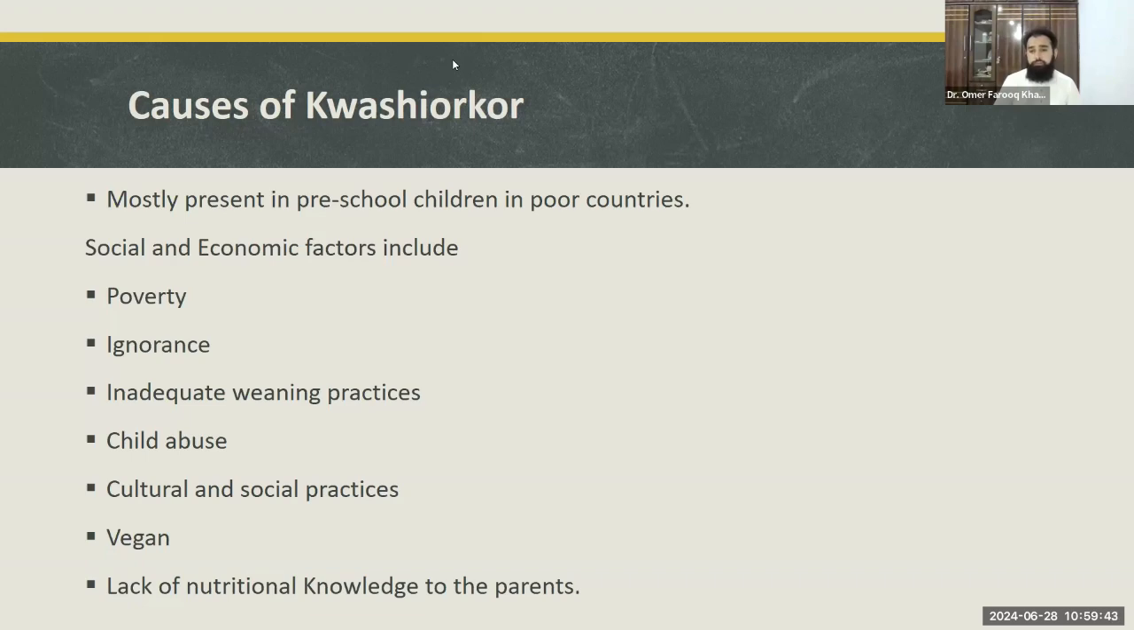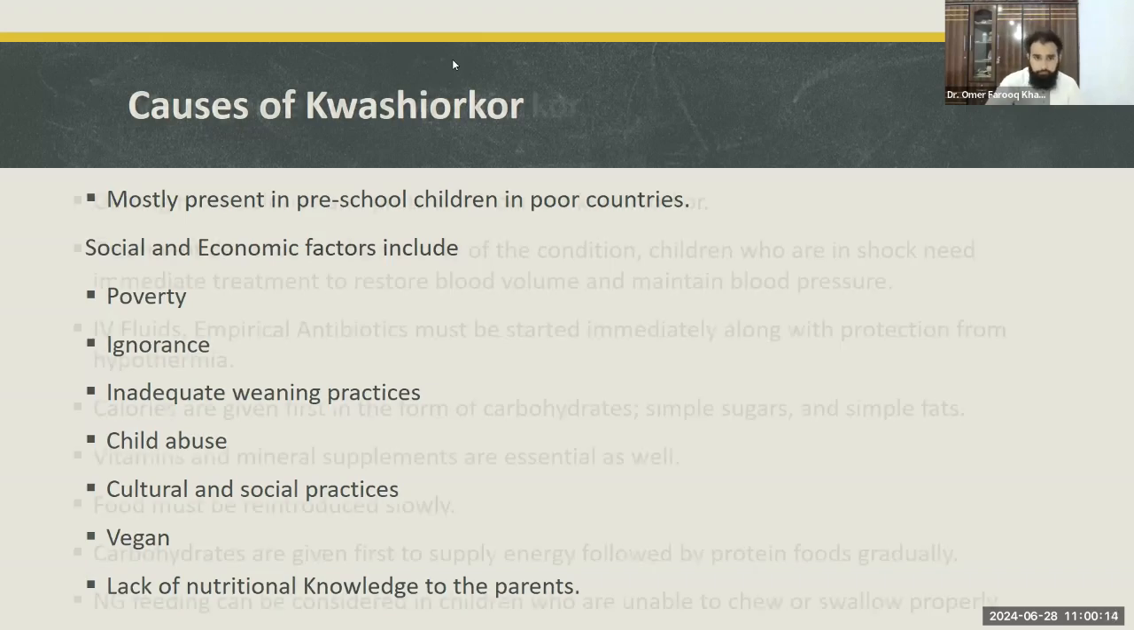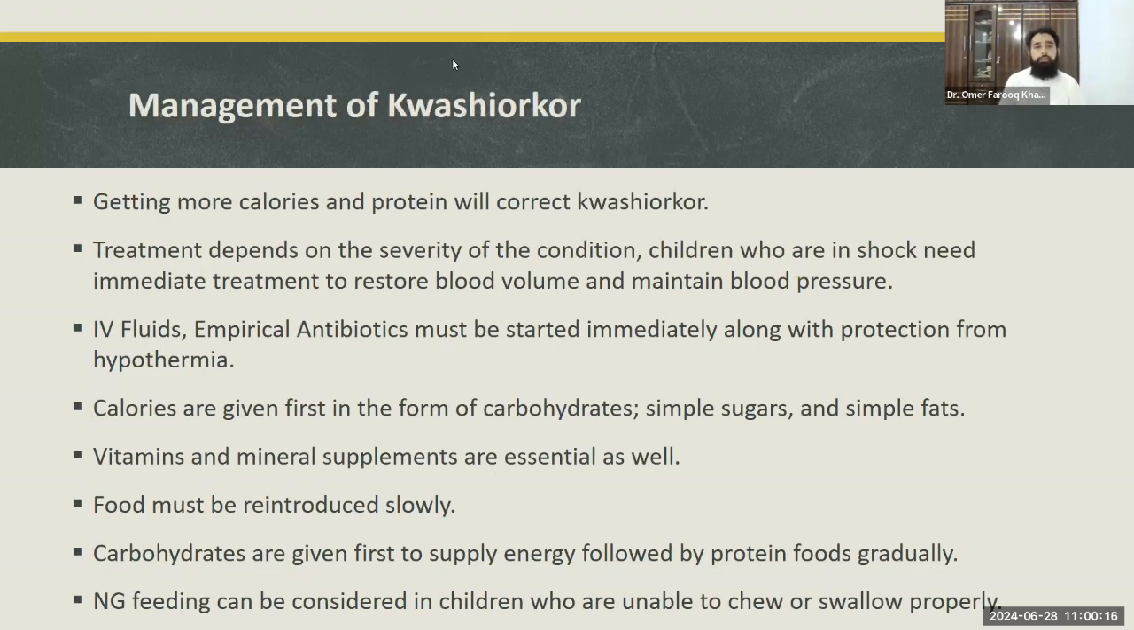The child is being tortured at home. The child is not being given proper food at home, or in any child care setup, whether it is an orphan home or some adopted case. There are also some wrong cultural and social practices. The family may be vegan, so the vegan people, not all of them, but the majority of them also suffer from protein energy malnutrition. Then there is lack of nutritional knowledge in the parents as well. And then there is management of kwashiorkor.